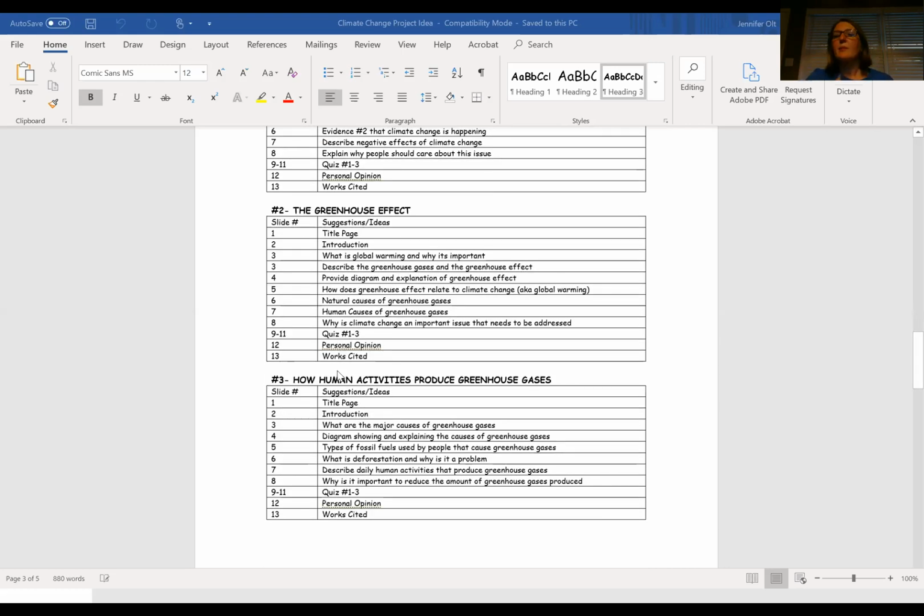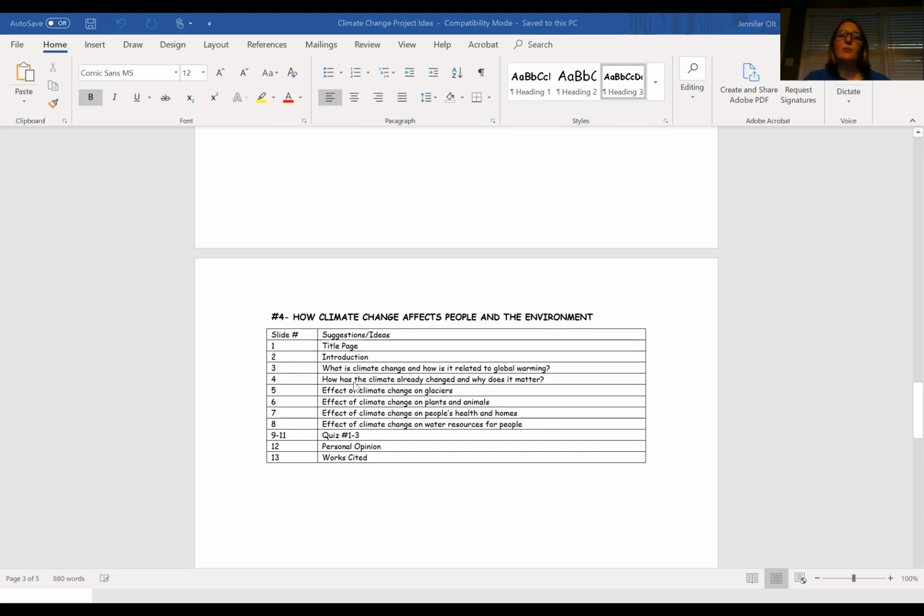If you chose topic number 3, how human activities produce greenhouse gases, for your slides 6 through 8, slide 6 should talk about what is deforestation and why is it a problem. That's something that, if you've been watching the videos and taking your notes, we discussed during one of our PowerPoints. Then describe daily human activities that produce greenhouse gases. So what are some things that we do every day that produce greenhouse gases? Refer back to your carbon footprint activity. You looked at that a little bit. What are some things you're doing every day that produce greenhouse gases? And then number 8, why is it important to reduce the amount of greenhouse gases? So talk about why it's important that we think about how we can reduce our production of those gases.